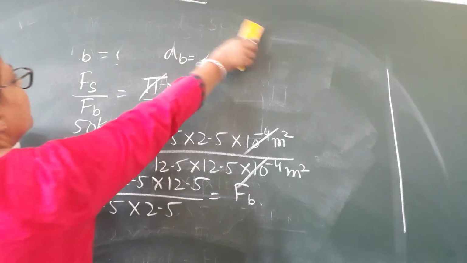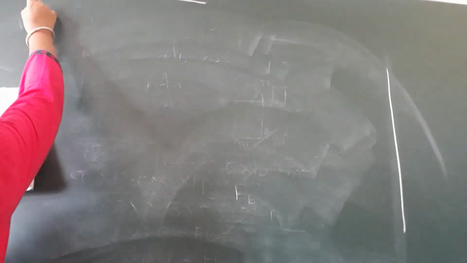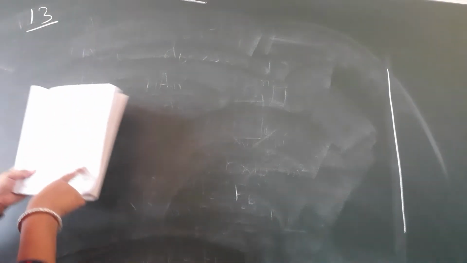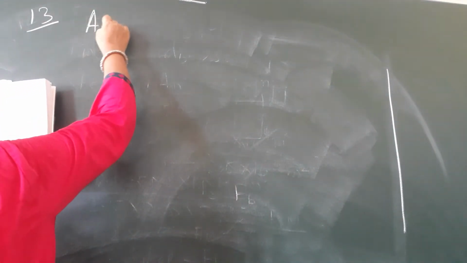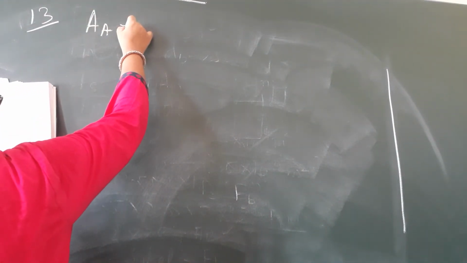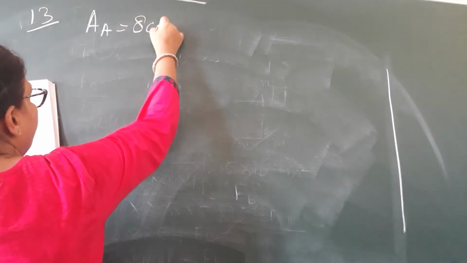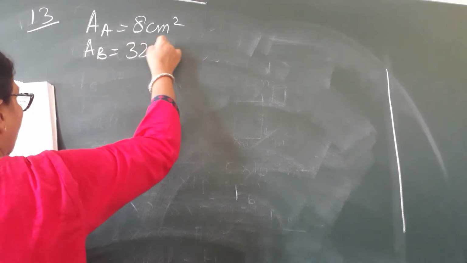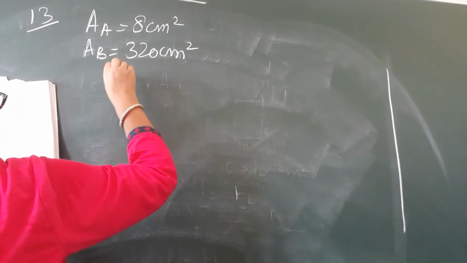Okay, now we move on to the 13th question, which is the second last question of the numerical exercise. Two cylindrical vessels, one having piston A and the other piston B. The area of cross section of A is given to be 8 square centimeters, and the area of cross section of B is given to be 320 square centimeters, and they are joined together.